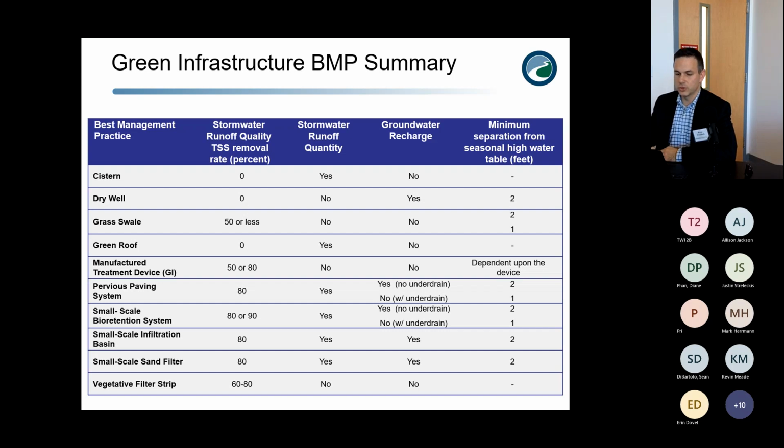Also on here is manufactured treatment devices, but only green infrastructure versions of those. And again, I'll talk about manufactured treatment devices a little bit in a future slide. But those are the types of green infrastructure like tree pits, bioretention treatment devices that have that soil infiltration component to them, as opposed to, let's say, a hydrodynamic separator, which is more of a traditional non-green infrastructure device.